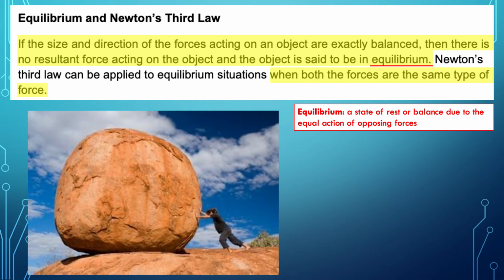So they have to be the same type of force, which means that no matter how you look at this, this woman is exerting a kinetic type of force, a pushing force, but the rock is exerting the same type of pushing force back towards this person, okay? And that way I don't really need to look at the gravitational forces of both of these objects. So that's what it means by you can apply Newton's third law to equilibrium when both forces are the same type. So the next example is going to show that.